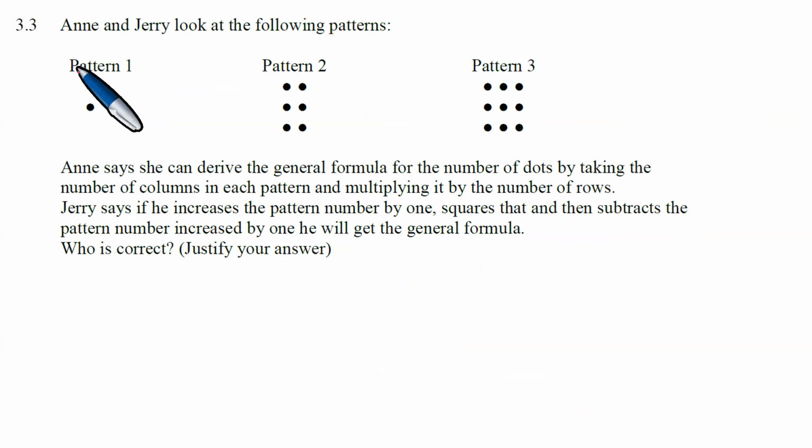In the next point, there's a person called Anne and Jerry. Anne and Jerry look at the following patterns. Pattern 1 has 2 dots. Pattern 2 has 2, 4, 6 dots. Pattern 3 has 3, 6, 9 dots. Anne says she can derive the general formula for the number of dots by taking the number of columns in each pattern and multiplying it by the number of rows. Jerry says if he increases the pattern number by 1, squares that, and then subtracts the pattern number increased by 1, he will get the general formula. Who is correct? Justify your answer.